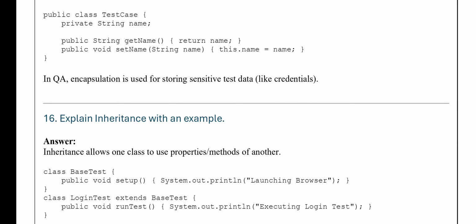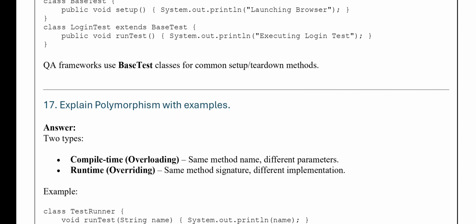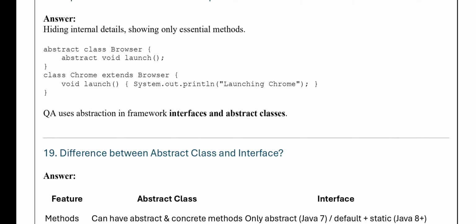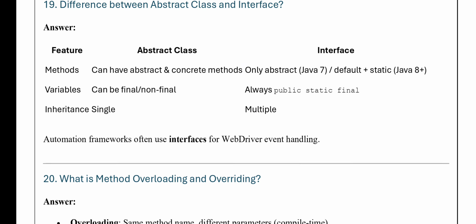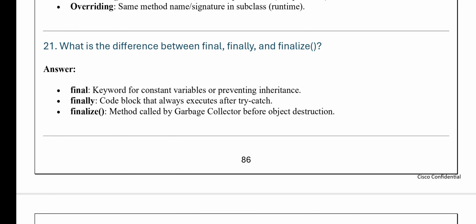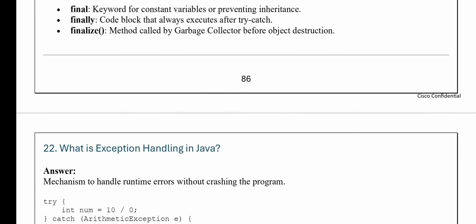Can you explain encapsulation, inheritance, polymorphism, abstraction, and the differences between abstract class and interface? What is method overloading and method overriding? What is the difference between final, finally, and finalize?